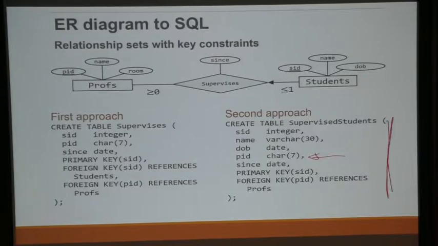And the way to do that is basically letting the PID be null. For this approach, if you want a student not to be supervised by any professors, then what you need to do is make sure that the entry does not exist, that the SID does not appear anywhere here. All right, there's a subtle difference between the two approaches.